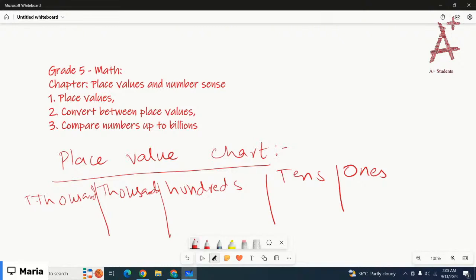So for example, we have the number 13540, right? The rightmost digit 0 is at the ones position, 4 is at the tens position, 5 is at the hundreds position, 3 is at the thousands position, and 1 is at the 10,000s position, right? So when you read this number, how do we read this number 13540? If you know the answer, you can please write down the answer in the chat box.